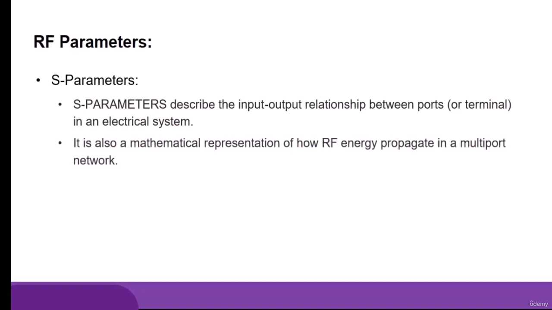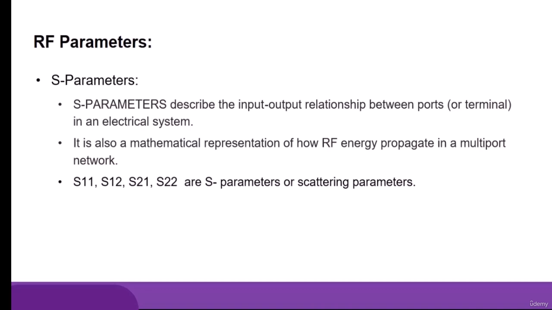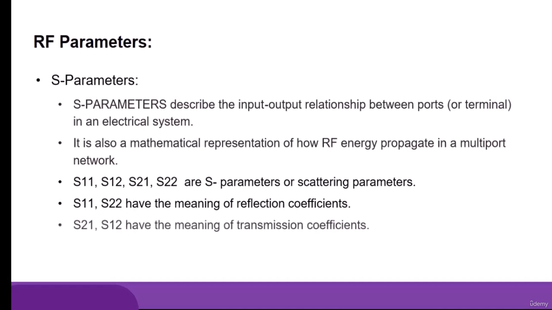Furthermore, the S parameter is also referred to as scattering parameters. It is also a mathematical representation of how RF energy propagates in a multi-port network. Lastly, these are the scattering parameters, which are also called S parameters, namely S11, S12, S21, and S22. S11 and S22 have the meaning of reflection coefficients. These two are reflection coefficients and tell about the reflection of antenna, indicating how much power is transmitted, evolved, or reflected from the antenna.